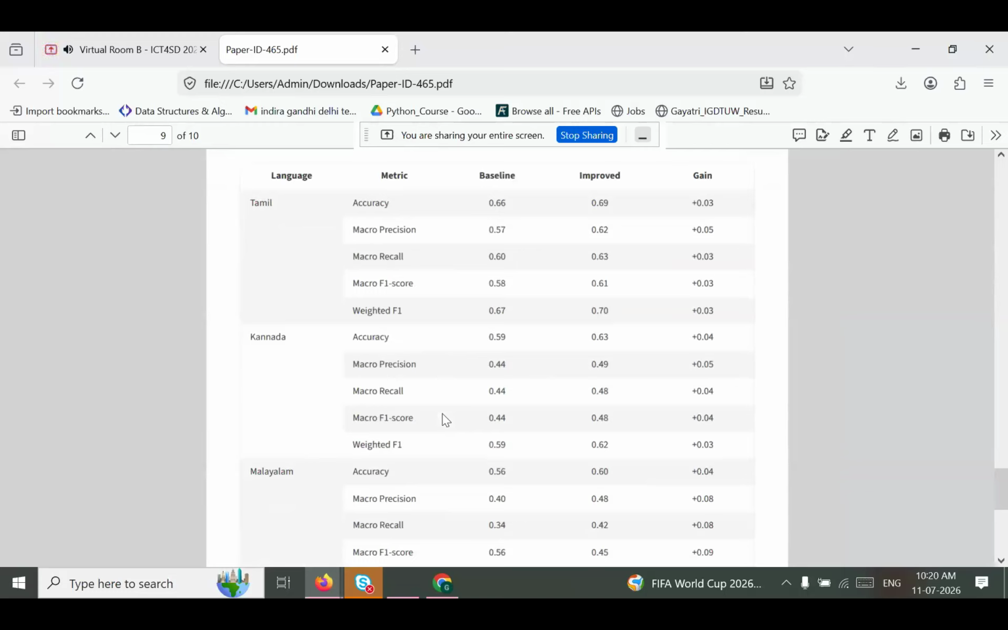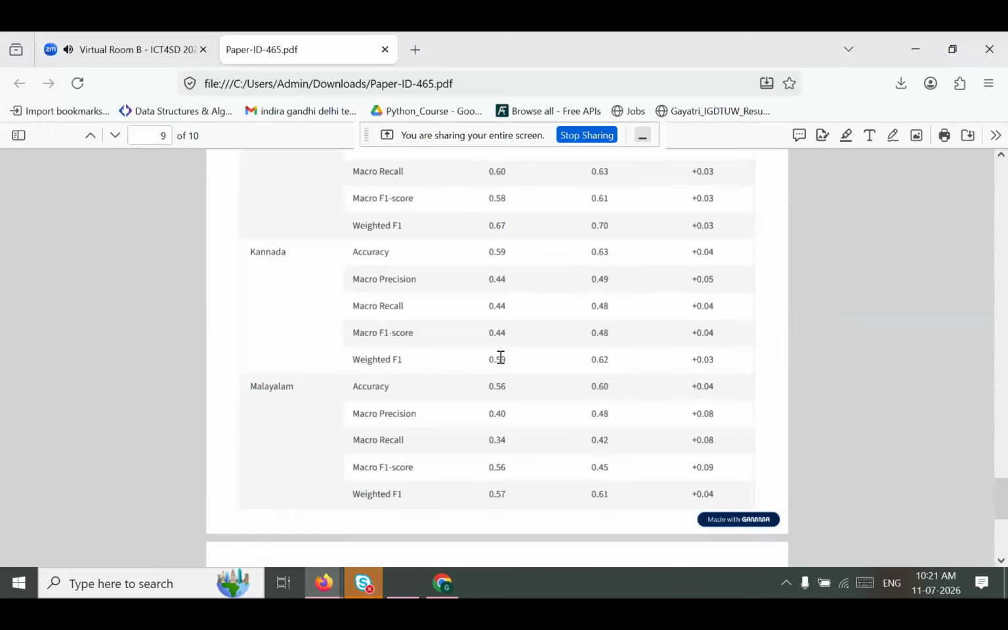The macro F1 scores increased: for Tamil, from 0.58 to 0.61. For Kannada, it improved from 0.44 to 0.48. And for Malayalam, it showed the highest improvement, from 0.56 to 0.65. So these results show that the attention mechanism helps the model focus on the most important sentiment-bearing words, leading to better prediction accuracy.